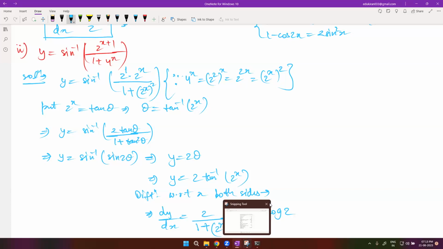Right? So this will be the final answer. It can actually be written as 2 to the power x plus 1 divided by 1 plus 4 to the power x, times log 2.